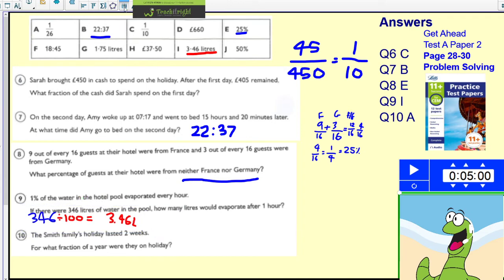There. Right, next. The Smith family holiday lasted for 2 weeks. What fraction of a year? Well, that is 2 weeks out of 52 weeks. Remember with fractions, guys, we always simplify if we can. So I can halve both of these, so that's going to be 1. What's half of 52 if you can't do it in your head? Half of 50 is 25. Half of 2 is 1. 1 plus 25 is 26. So it's 1 out of 26, which is where the answer A came from. Right, guys, that's it finished. Really well done. 1 out of 26.